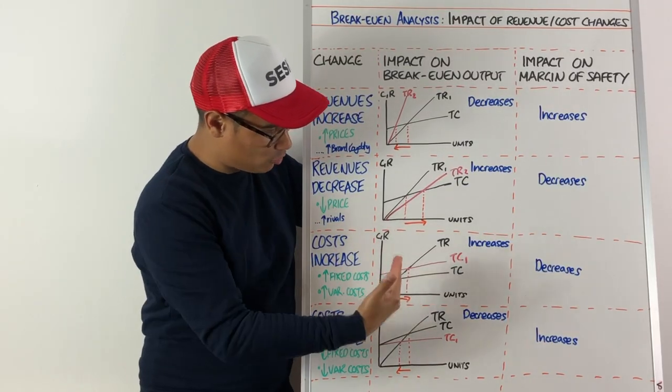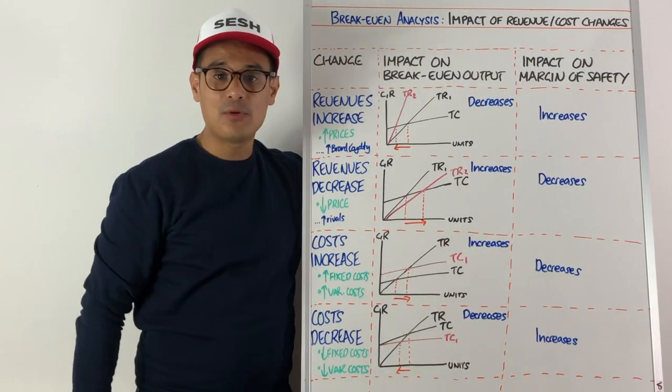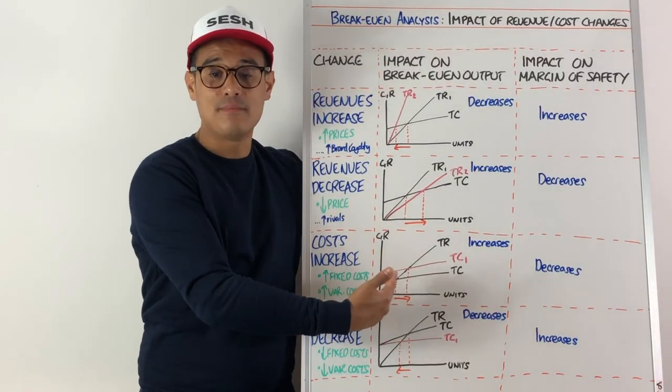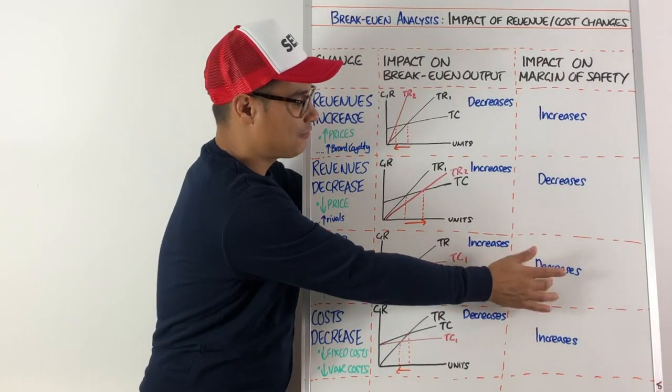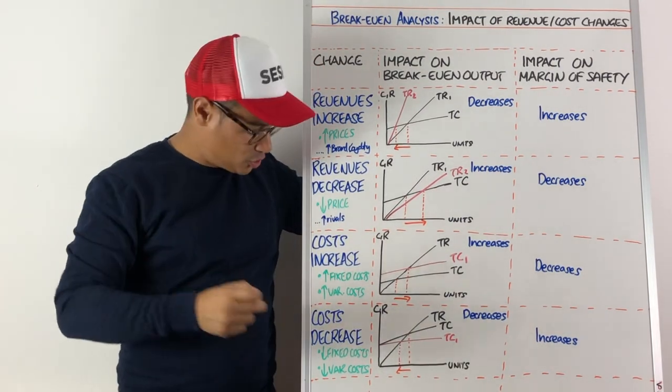and that means that the break-even output point has shifted to the right. Because costs have increased, that's a bad thing. That means that the break-even output is going to increase. It's going to mean more units are needed to break even, and that means that the margin of safety is likely to have decreased. Now, the last scenario is that if costs were to decrease.